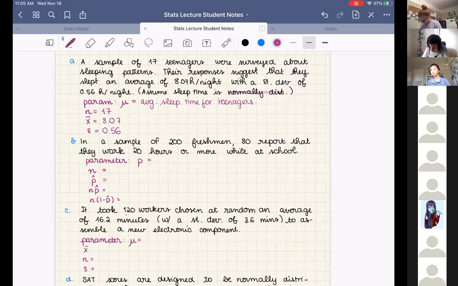Now, what this means is that it's normally distributed. What's normally distributed is the sleep times across all the teenagers. But because we have a small sample, we can't assume that the distribution here is going to have a normal distribution, especially because we don't have the population standard deviation. In this case, we only have the sample standard deviation. And for this reason, we're going to use the second formula in our table.